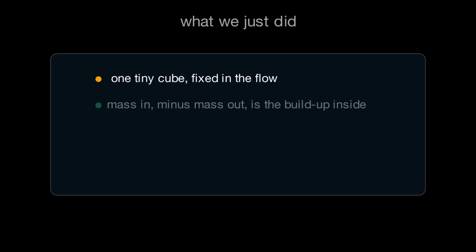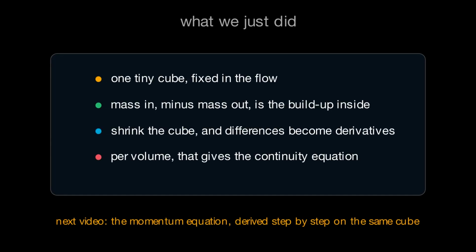So that's the whole move. One tiny cube, mass in minus mass out, is what builds up inside. Shrink the cube, and those differences become derivatives per volume. That gives the continuity equation.